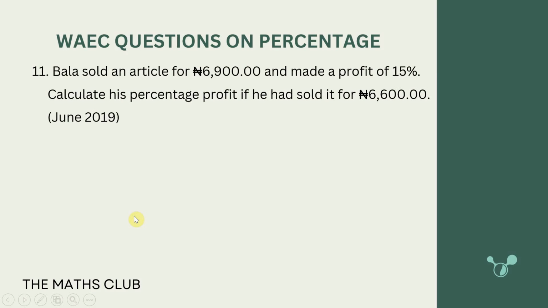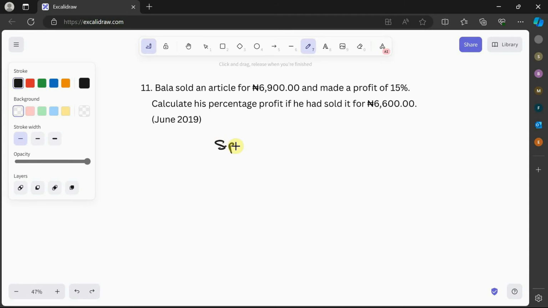Next question says that Bala sold an article for 6,900 and made a profit of 15%. Calculate his percentage profit if he had sold it for 6,600 naira. Pause the video again and try it out yourself. Let's solve it together. So the selling price was 6,900 naira and then the profit was 15%.